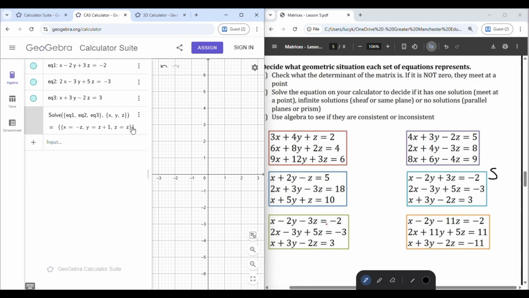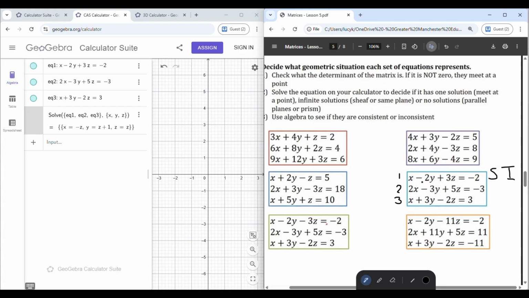So that means I've got an infinite number of solutions here. So I'm looking at whether they are the same plane or not the same plane, but again, they have infinite solutions, so that will be a sheaf. If I label these 1, 2, and 3, let's have a look at equation 1. These should be the same and they're not. For 1 and 3, the values would be exactly the same because they've both got x's.